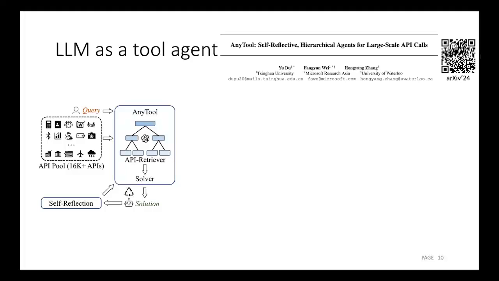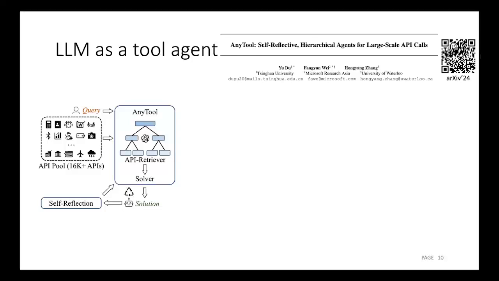And let's say we have a user with a query, and we want to fulfill the user's query by calling the corresponding API. So we input this API pool and the query into a method that we call AnyTool. This is also a method that we developed. It serves as an API retriever to help us select the best API that we should call. Then the method sends this API to the solver to execute it and get a solution.